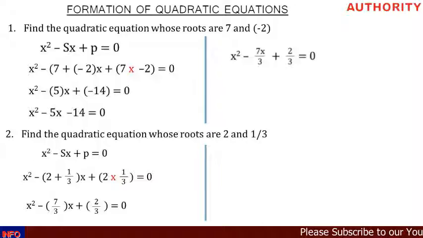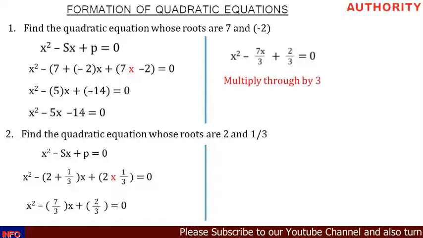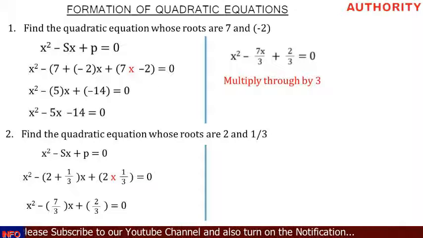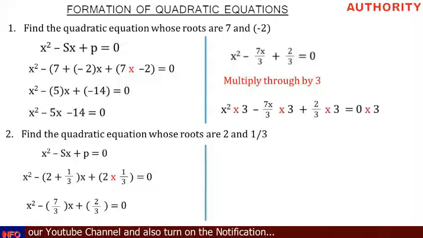Yes, we can see that we are having fractions here. I want us to remove these fractions. Pay attention to what you're going to do. We're going to multiply through by 3, thereby eliminating the fractions. That means we're going to have x squared times 3 minus 7x all over 3 times 3 plus 2 all over 3 times 3 equal to 0 times 3.